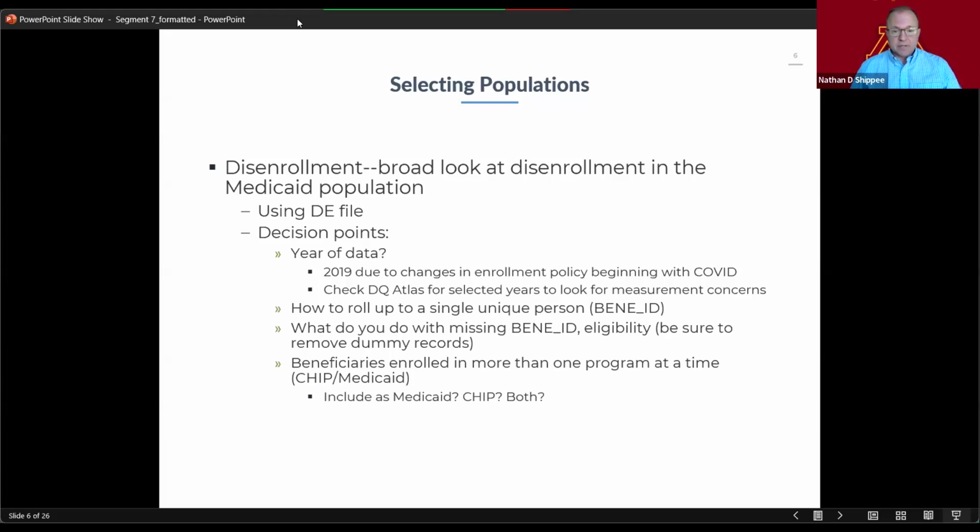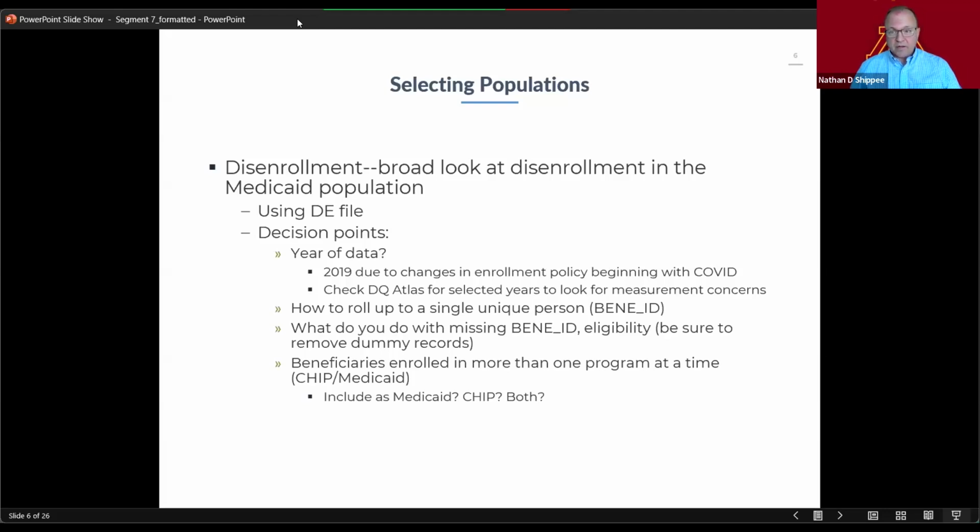So we stuck with 2019 because what we were trying to do is just look at patterns of disenrollment uncomplicated by policy changes, by and large. That's not to say that state policy changes and other things may not make enrollment easier or more difficult, but again, we were trying to stay away from the whole system shock of the pandemic and larger Medicaid policy changes. We also need to look at the DQ Atlas for selected years to make sure that we're shoring up any measurement concerns if they exist, or making hard decisions if we can't address them.